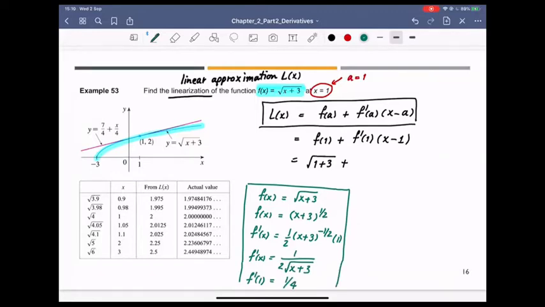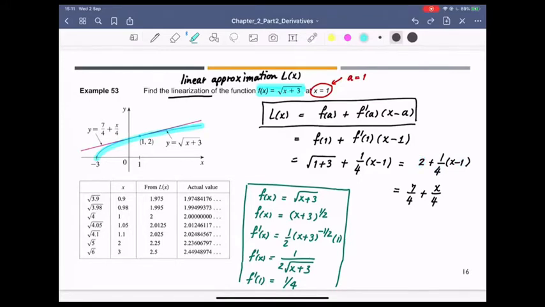Well, that means I have 1 over 4 here, and then I have x minus 1 here. If I simplify this, I am going to get 2 plus 1/4 times (x minus 1). And then you simplify this, you're going to get 7 over 4 plus x over 4, right? Because 2 and negative 1/4 give you 7 over 4, and then plus x over 4.